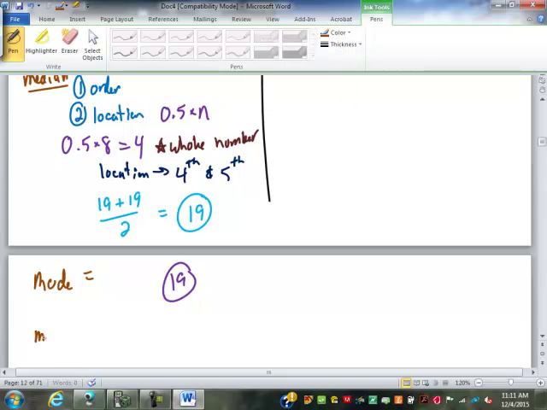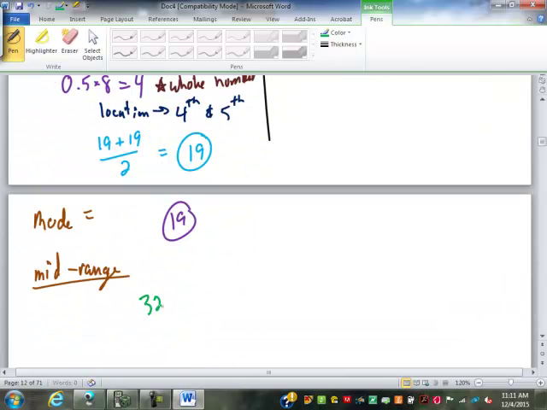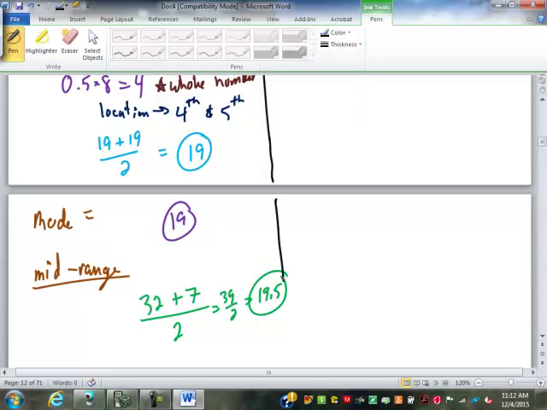Mid-range. What is the largest number in this set? 32. Smallest number? 7. 32 plus 7 is 39. Divided by 2 is 19.5. So slightly different than the others. The mid-range is desirable in a lot of cases because it is quick and it's easy. But I'm going to show you some reasons why it's not so desirable.